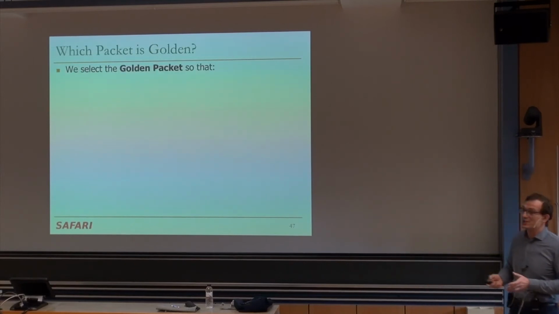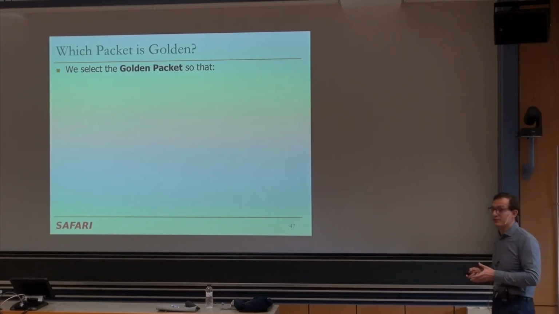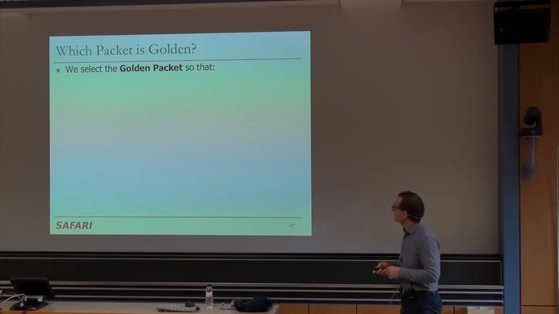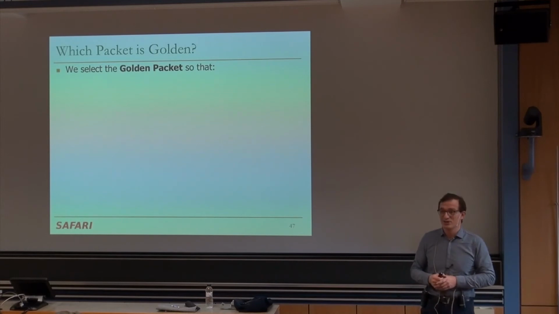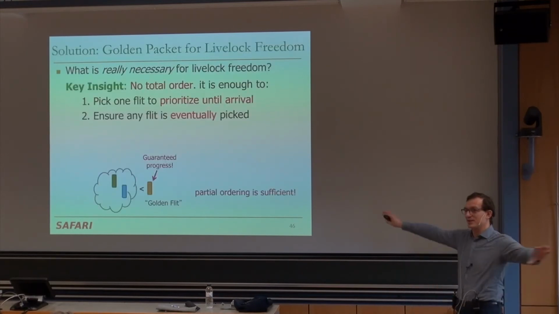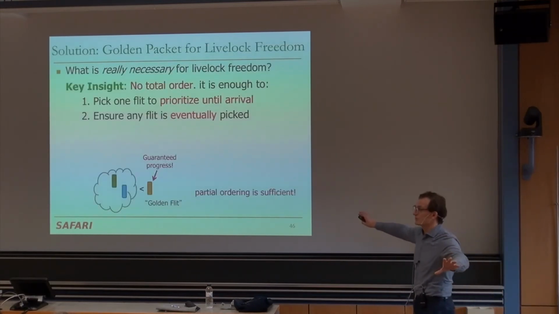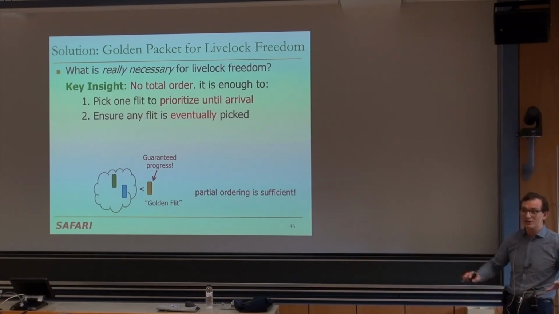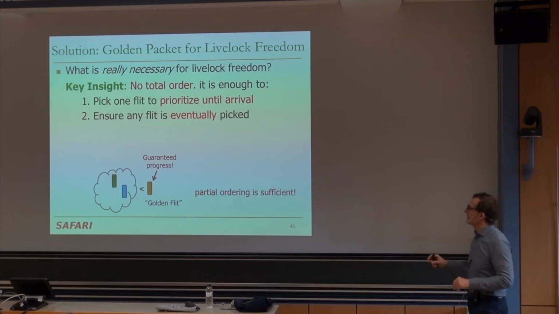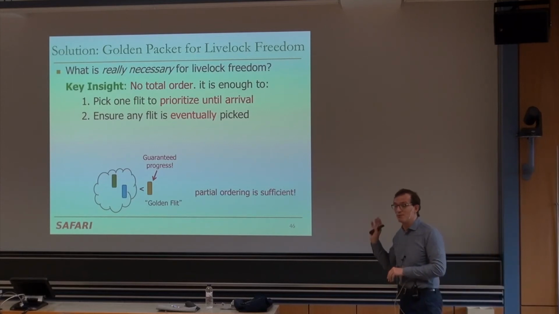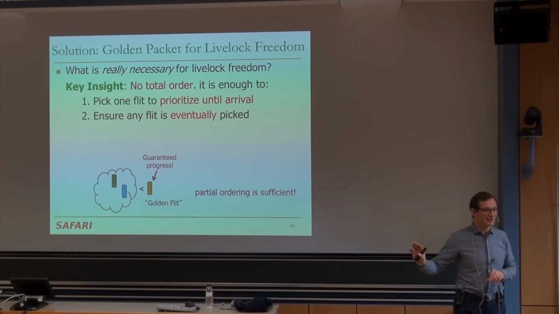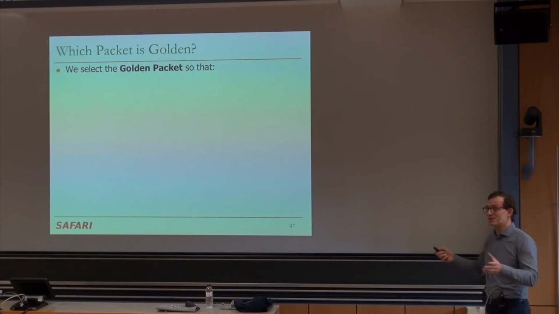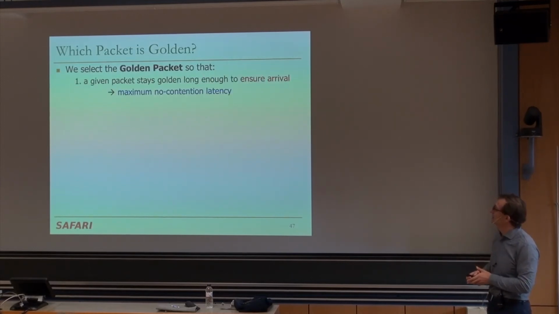So now the question is, how do you select the golden packet or golden flit? Now you can actually be simple here because this is a distributed thing, right? You have many potential nodes that are injecting into the network, and you want to ensure that any flit that's injected in the network at some point is guaranteed to become golden. That's the idea. So what's the simplest thing that you can do here?